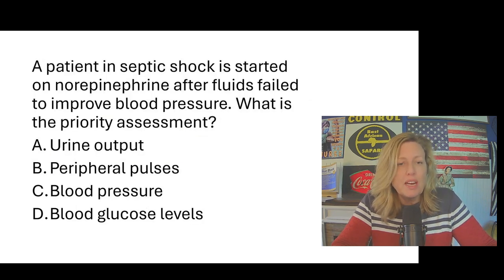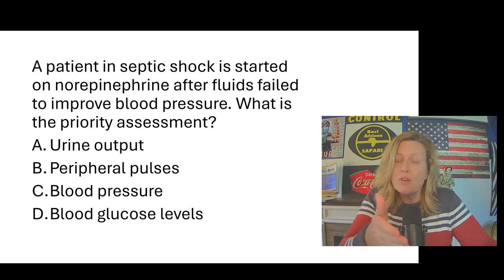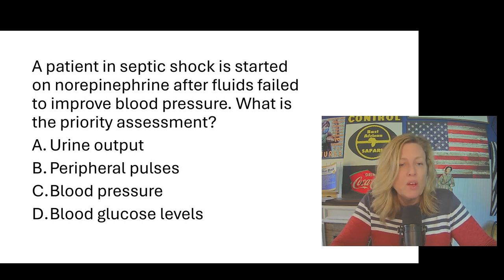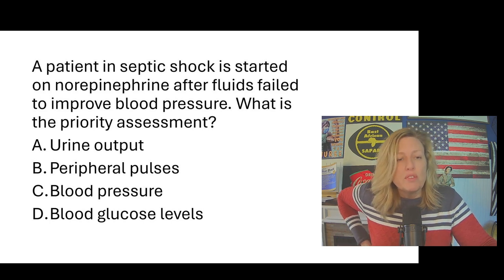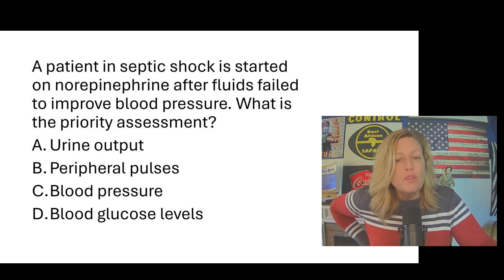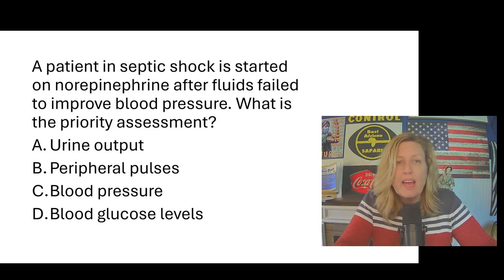A patient in septic shock is started on norepinephrine after fluids fail to improve blood pressure. So that's how we decide to start them on norepinephrine. What is the priority assessment? Urine output, peripheral pulses, blood pressure, blood glucose levels. So if fluids fail to improve blood pressure, and we're starting them on norepinephrine for blood pressure, what is the priority assessment, y'all? Blood pressure.